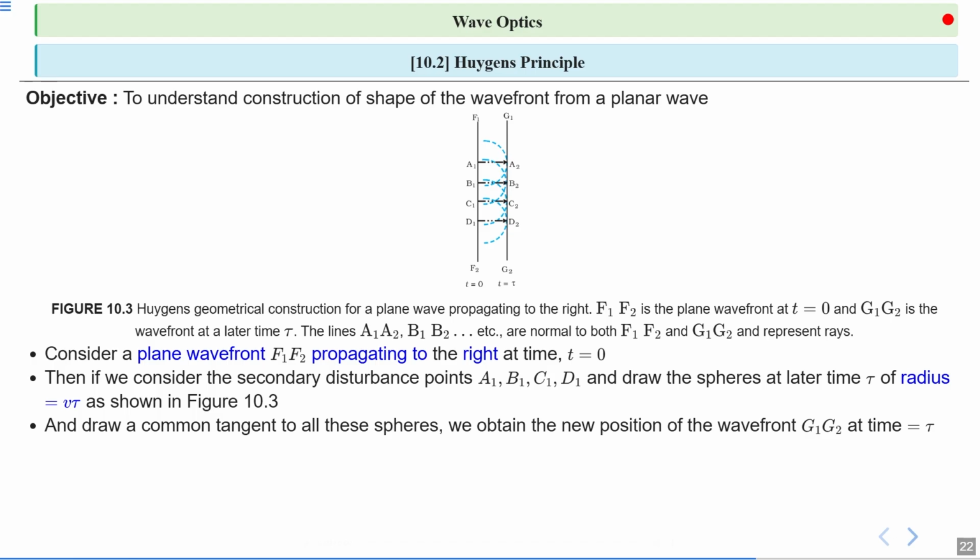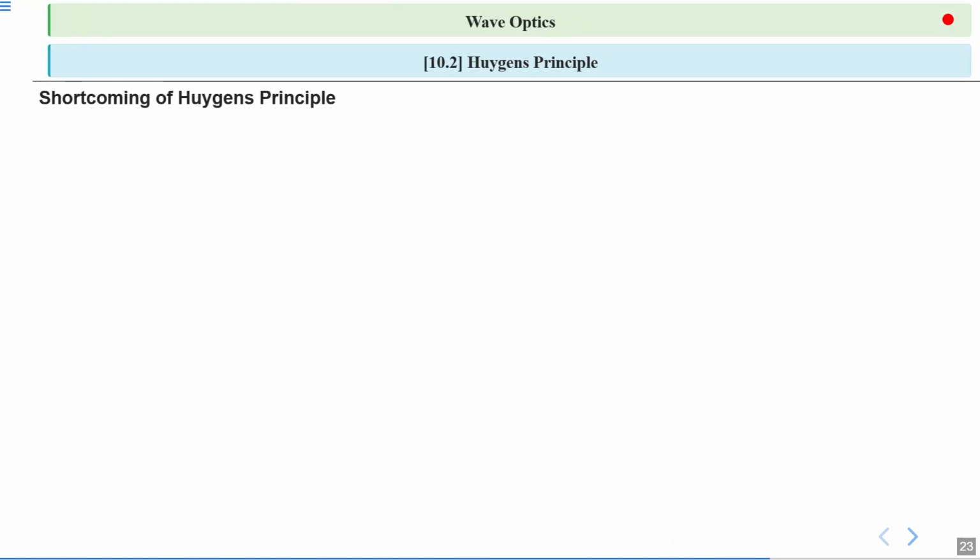By drawing a common tangent to all these spheres, we determine the new position of the wavefront labeled as G1, G2 at time tau. This tangent represents the wavefront progression, showing how it moves forward. Finally, we observe that the new wavefront G1, G2 is again a linear wavefront. This reinforces the concept that plane waves maintain their shape as they propagate, a key characteristic of wave behavior in optics.